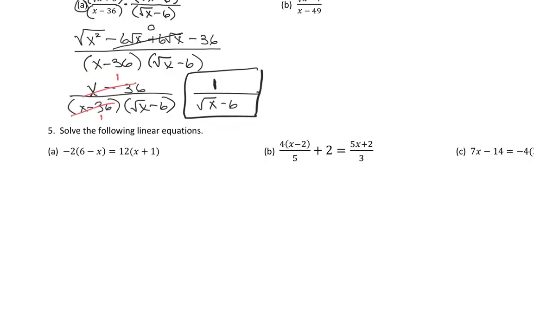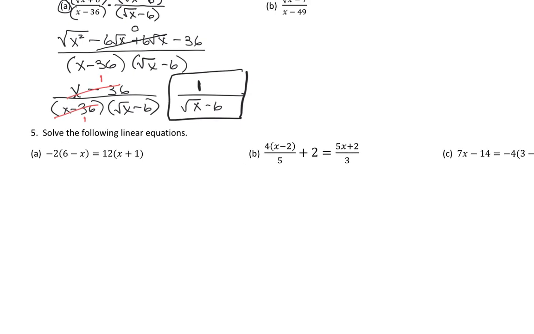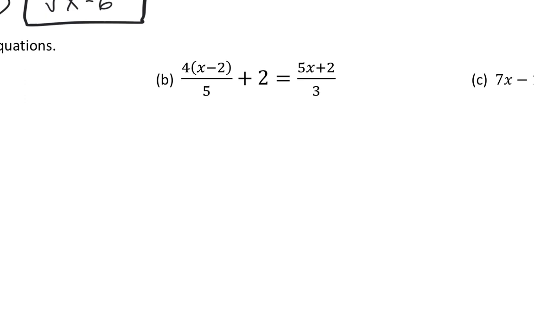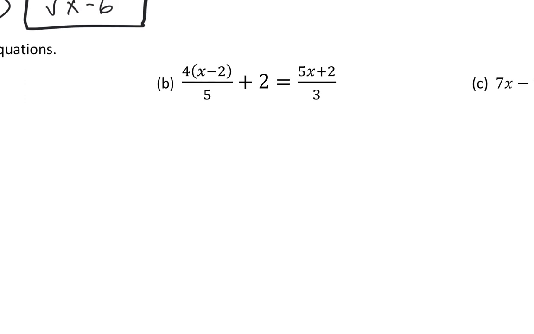Okay, I'm going to solve number 5. Solve linear equations. I'm going to do B. So it's a fraction. I want to practice what to do when we have denominators. So look for a common denominator. We've got 5 and 3, and look, 2 right there is like it's over 1. So we're going to use 15, and you can multiply every term by 15.